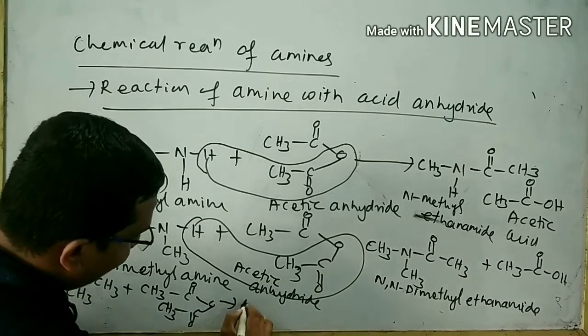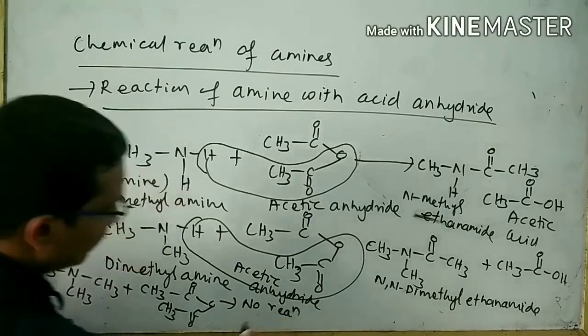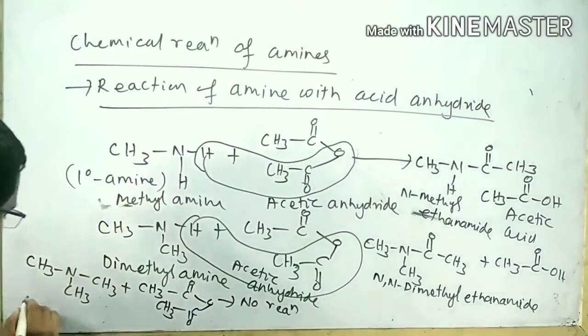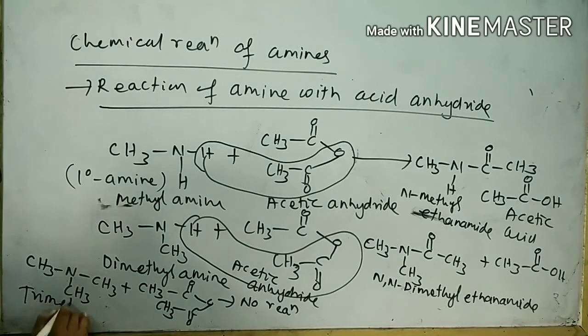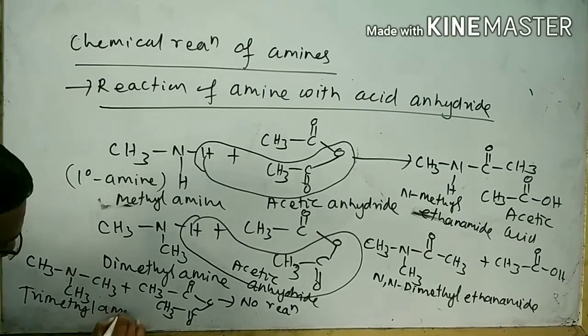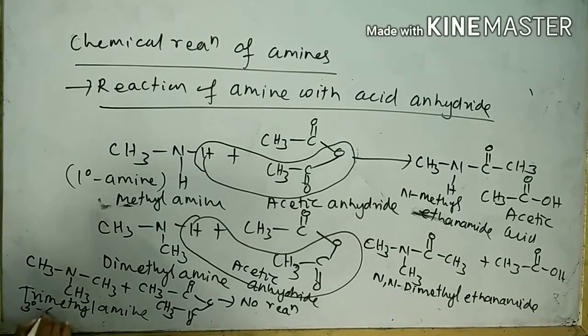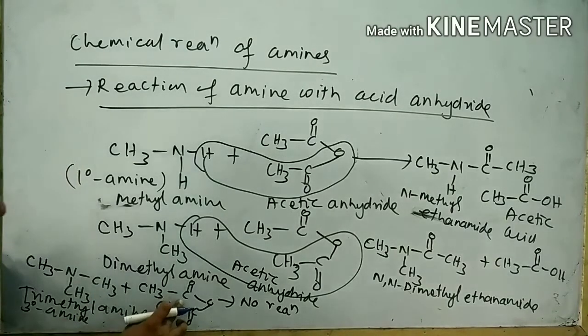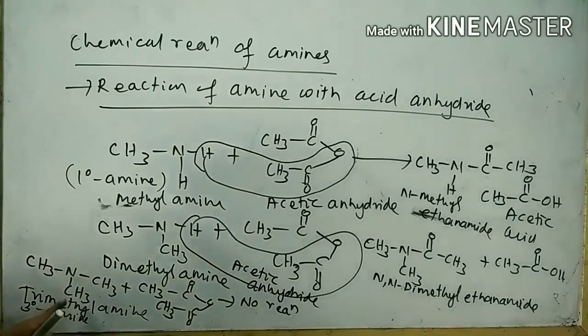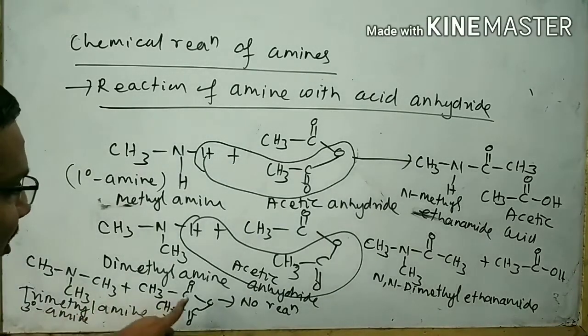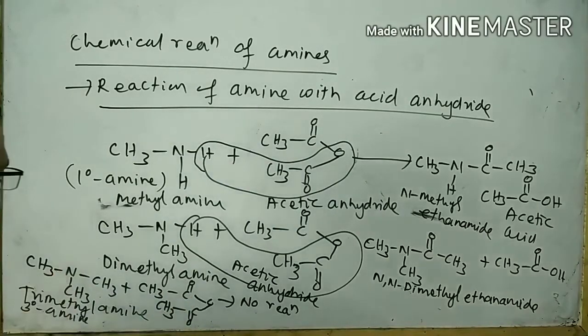So we can write here no reaction. The name of this compound is trimethylamine, and this is a 3 degree amine. When it is subjected to reaction with acetic anhydride, no reaction takes place. That means the 3 degree amine will not react with acetic anhydride due to absence of hydrogen atom. This is all about the reaction of amine with the acid anhydride.